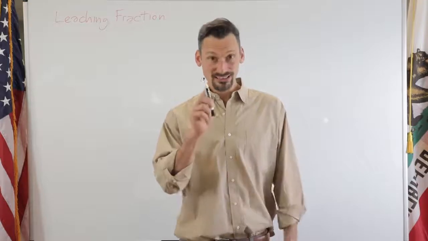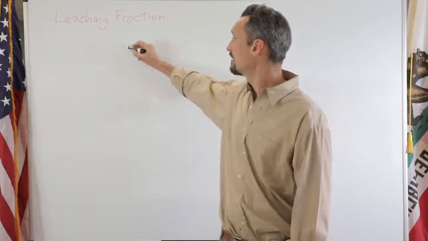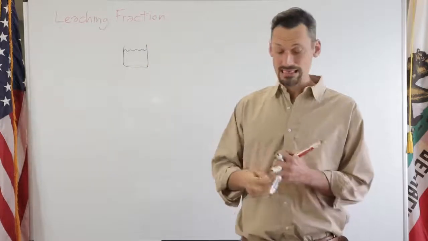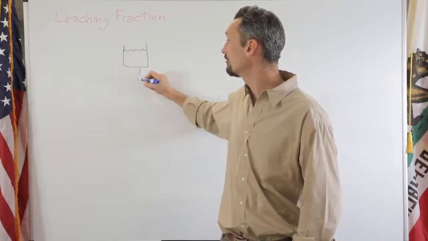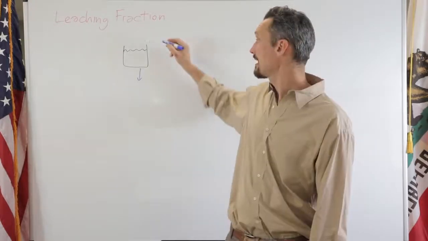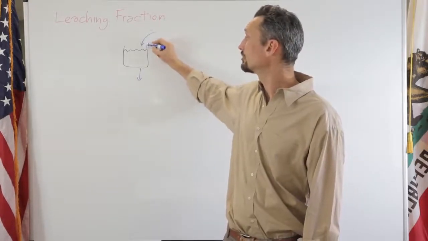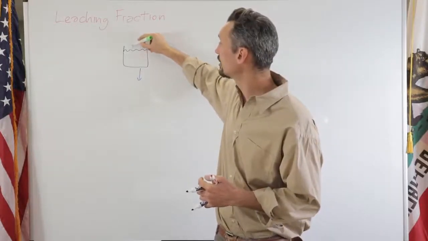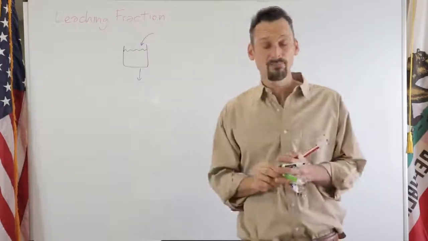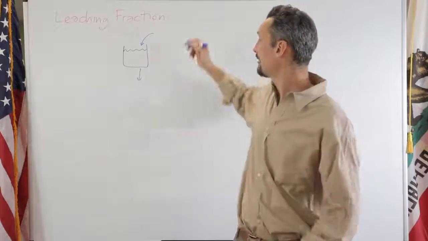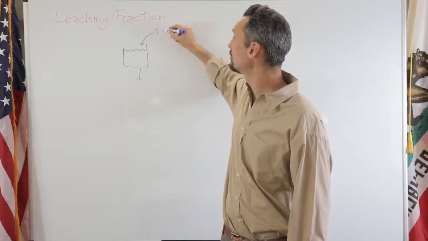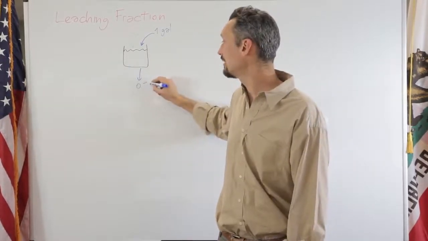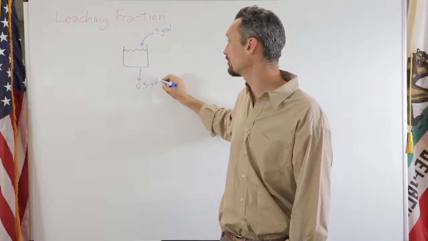So, what is the leaching fraction? The leaching fraction is the fraction of the water that was applied that comes out of the bottom of a container. So let's say that this is a container with a plant growing in it and with substrate, and say that we applied 1 gallon of water, and say that half a gallon came out of the bottom.